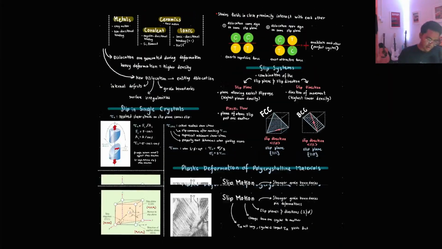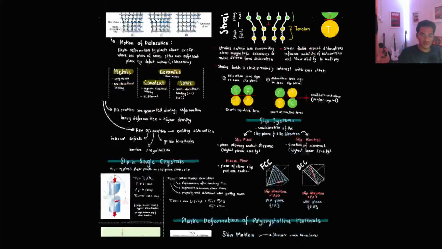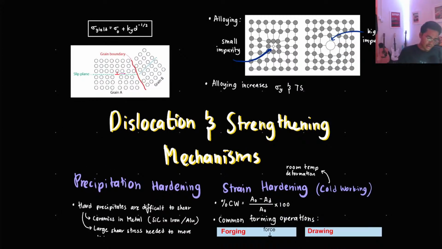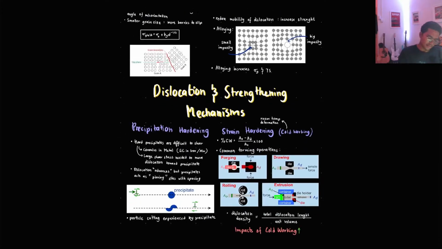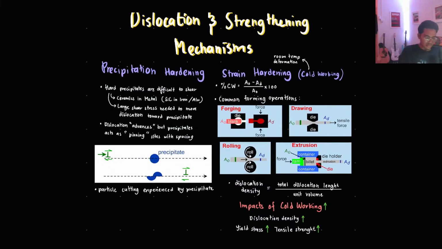This first page is more on the process of dislocation, which I will not talk about much. You guys can read. This is the strengthening mechanisms that we want to focus on tonight. For this topic, there are four techniques of strengthening a material. First, we have grain size reduction. We have solid solution strengthening. We have precipitation hardening, and we also have strain hardening.